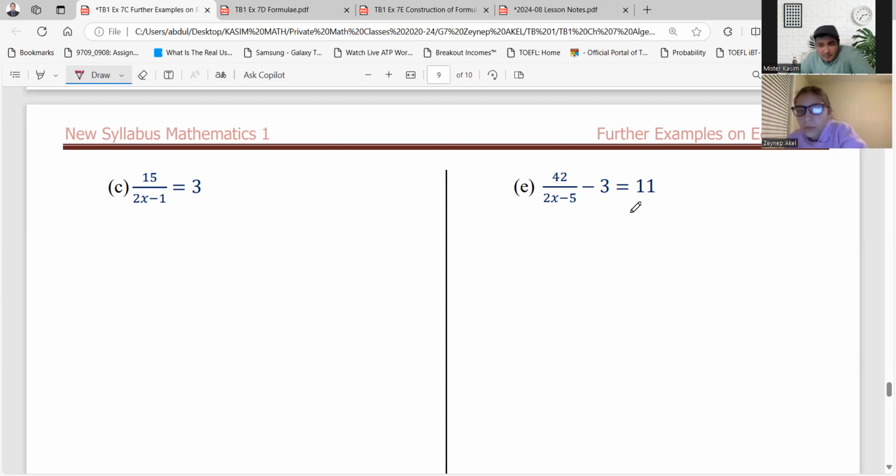You know the rule, right? Zeynep, if it is multiplied, when you take it to the right-hand side, it will be divided. And if divided, it will be multiplied. Added, it will be subtracted. Subtracted, it will be added. That's the rule here.